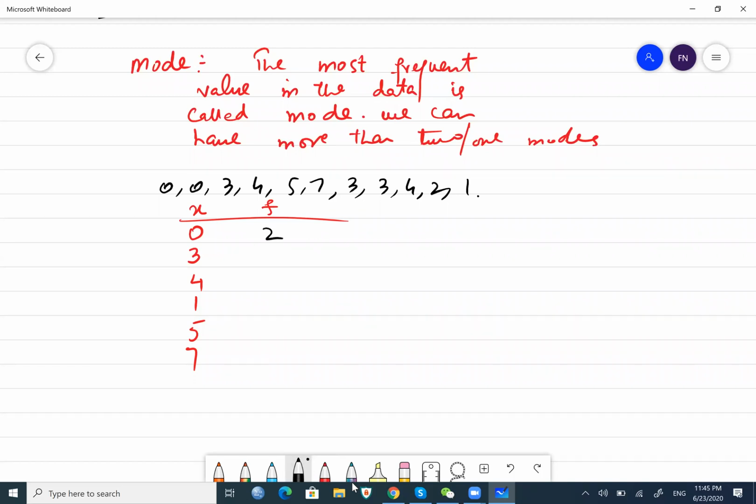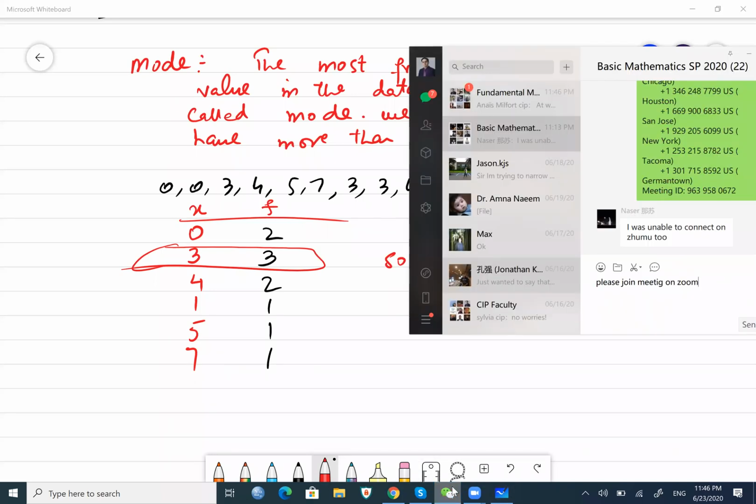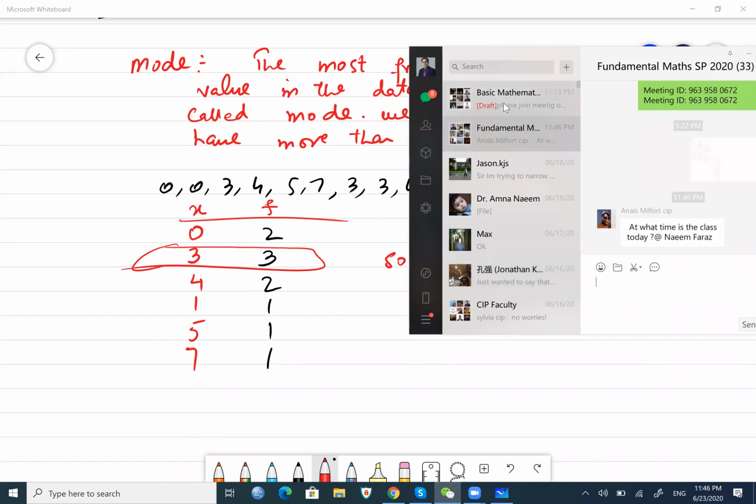We have 3 3 times. We have 4 2 times. We have 1 1 time. We have 5 1 time. We have 7 1 time. So maximum frequency is 3. 3 is occurring maximum number of times. So mode is 3. Understand?